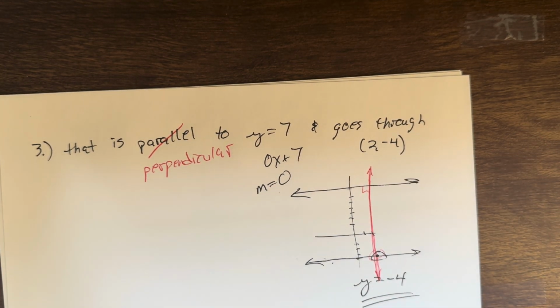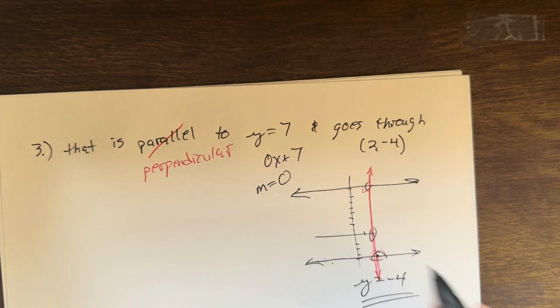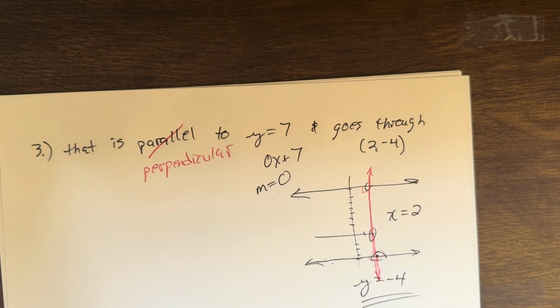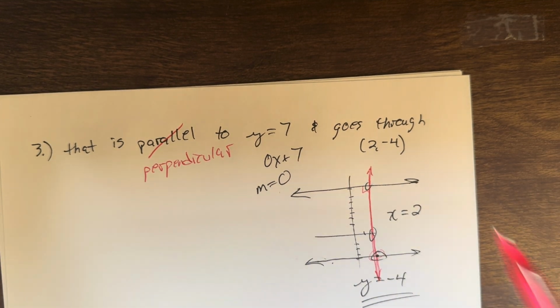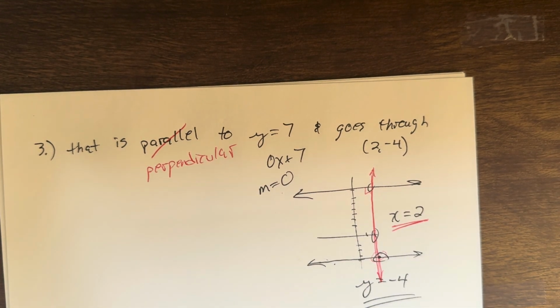Well, now that we actually see it, we can see that line is vertical. What do we care about with vertical lines? We just care about the x coordinate everywhere. And whether you look here or here or here, we get x is always 2. So for the perpendicular, we got x is 2.